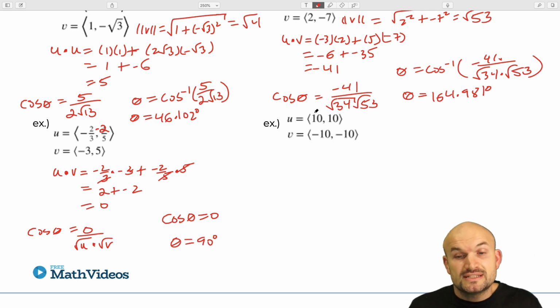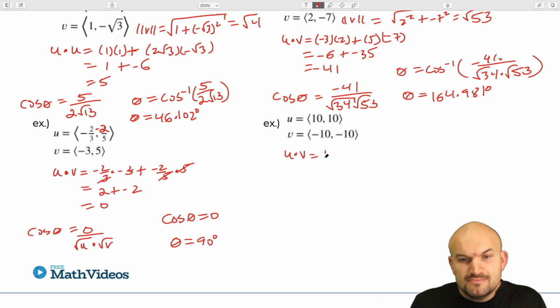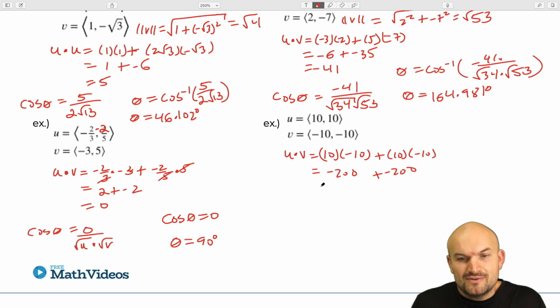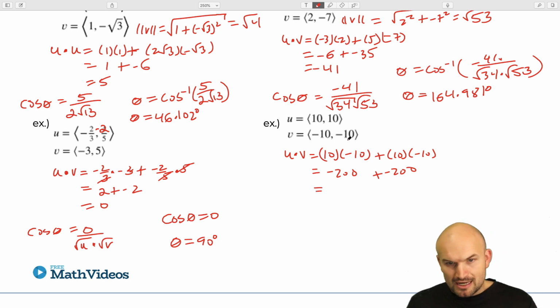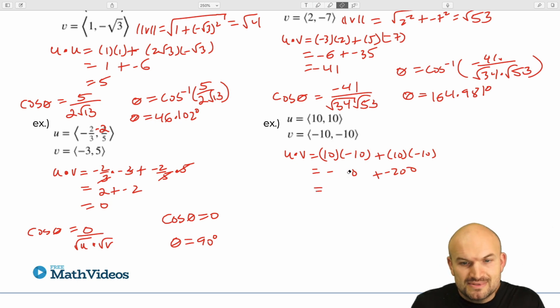Okay, so as we look at the next example, a lot of people will look at this one and think, oh, numbers are going to cancel out. So you might want to start by using the dot product, and that's perfectly fine for this case. But when you notice this here, 10 times negative 10 gives you a negative 200, right? And over here, that's the exact same thing, so that's plus a negative 200. So they don't cancel out. That's a negative 100 plus a negative 100, which equals a negative 200.